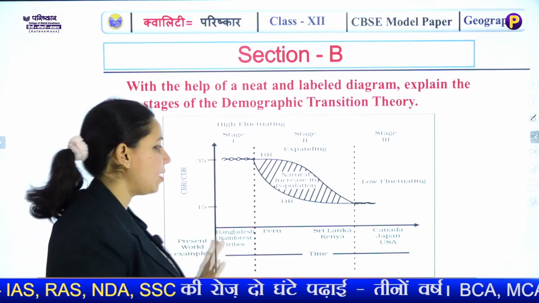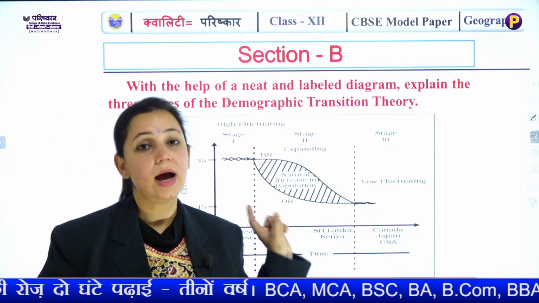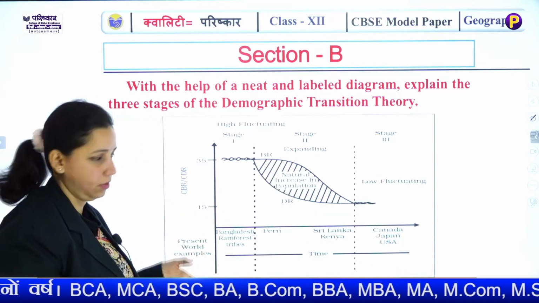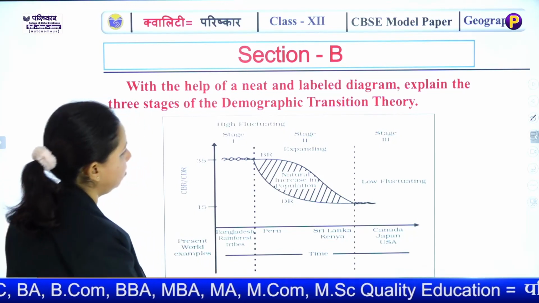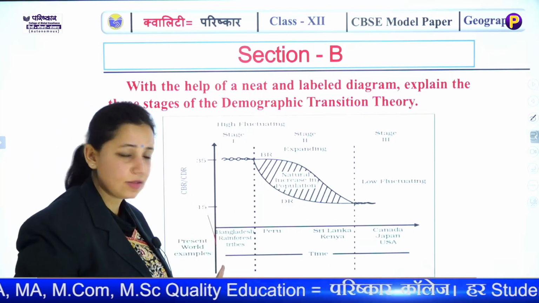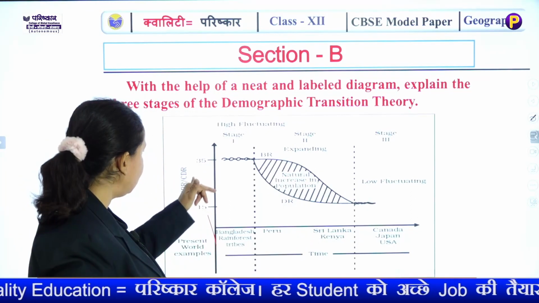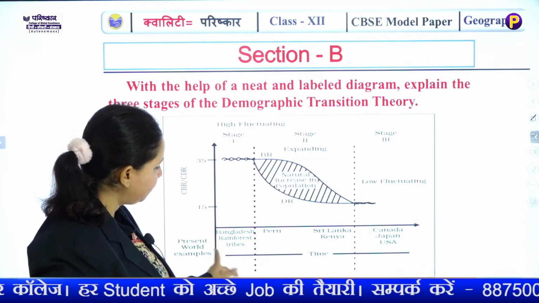Now this is the demographic transition model, which we have already solved in our MCQs. Again it has been asked. Now you have to draw this, so you have to know your model thoroughly. Drawing this, you have to know what should come on the x-axis and y-axis. Here we are writing crude birth rate and crude death rate.